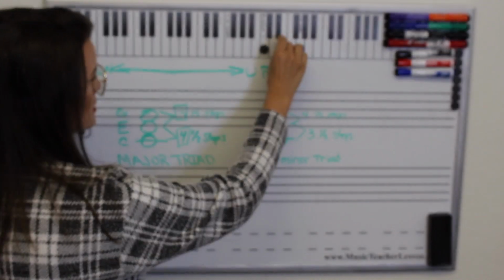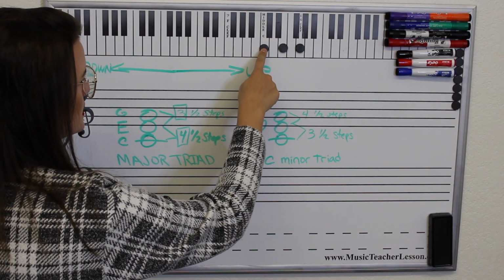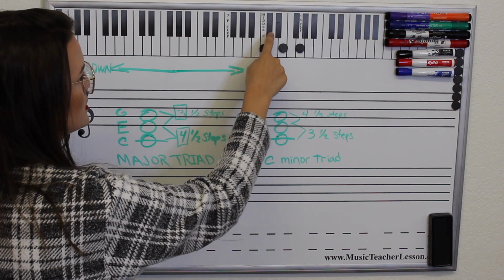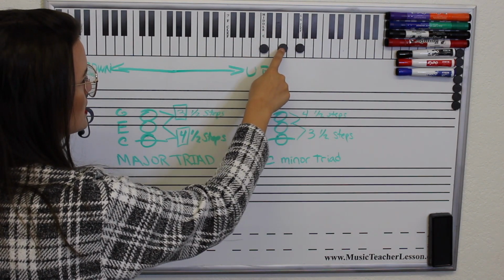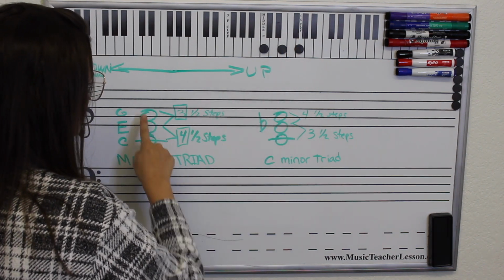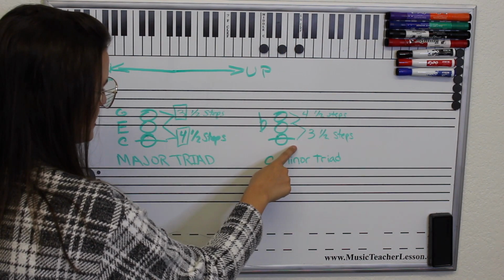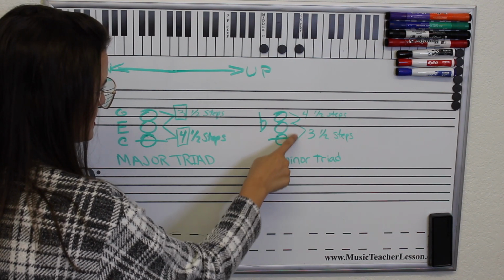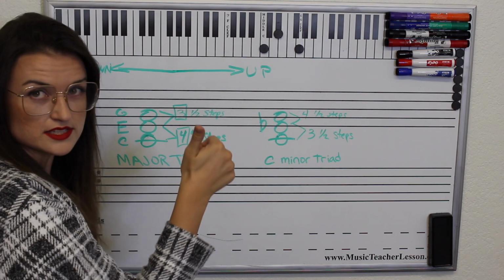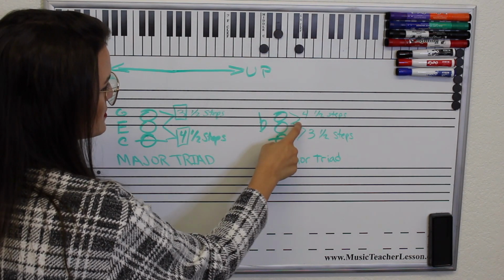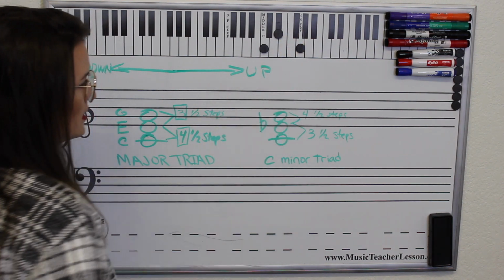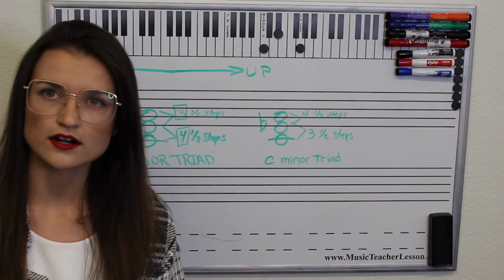So let's count to make sure that's correct. C is here, we're working on C major, so you go 1, 2, 3, 4 to get the E, and then we go 1, 2, 3 to get to G. That's correct. And then C minor, we have 3 half steps between C and E flat, so lower that. Go 1, 2, 3, that's right, and then 4 half steps between E flat and G. 1, 2, 3, 4.